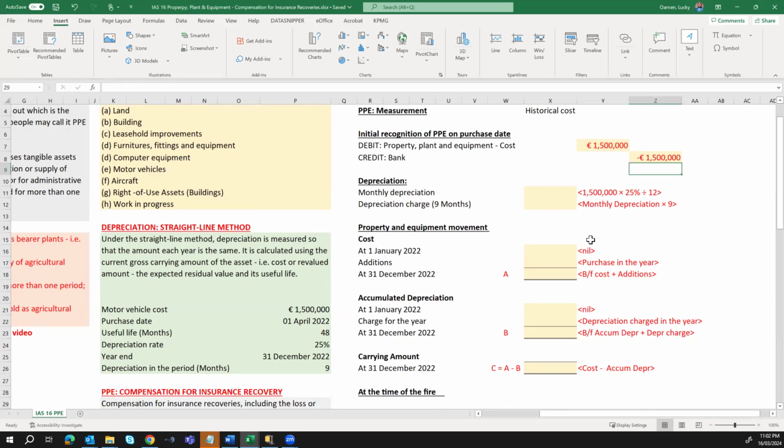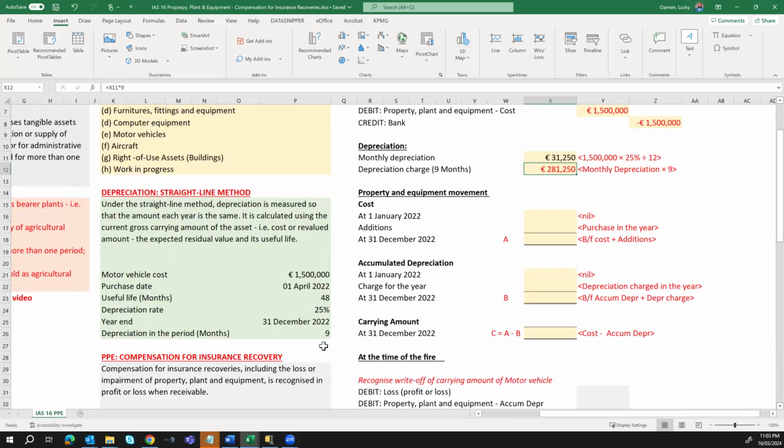Then at the point of calculating depreciation for the period, firstly, we need to determine the monthly depreciation, because our useful life was given in months and we've used 9 months. So we need to find out what the monthly depreciation is and what the total depreciation is for 9 months from date of purchase to year end or reporting period. Our monthly depreciation is simply the cost, which is 1.5 million euros, multiplied by the depreciation rate of 25%, then divided by 12 months. So our monthly depreciation amount is 31,250 euros. For the 9 month period, from the date of purchase to reporting date, it is the monthly depreciation amount multiplied by 9 months. This gives us the depreciation that we'll be charging for the period.